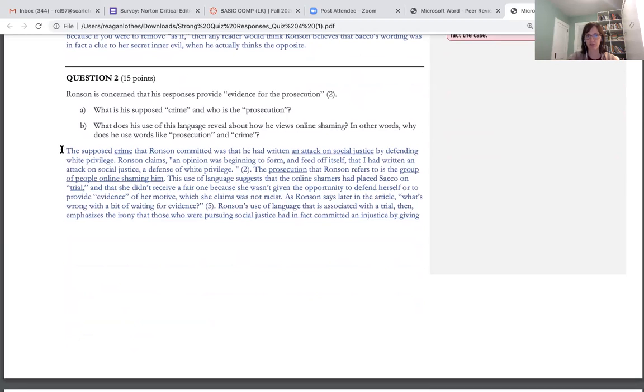Okay, so our sample strong response: The supposed crime that Ronson committed was that he had written an attack on social justice by defending white privilege. And really, you'll notice here that this is too close of a paraphrase to the original, so technically, this is plagiarism. If we say an attack on social justice, that's an exact phrase from the quotation, so it would need quotation marks around it. And this idea of defending white privilege, that's also too close, right?